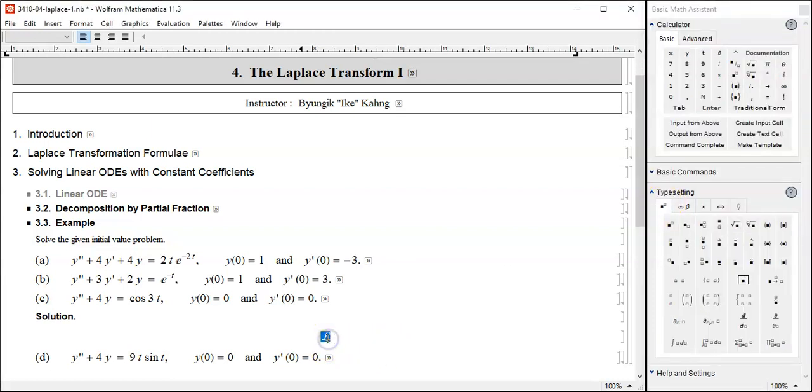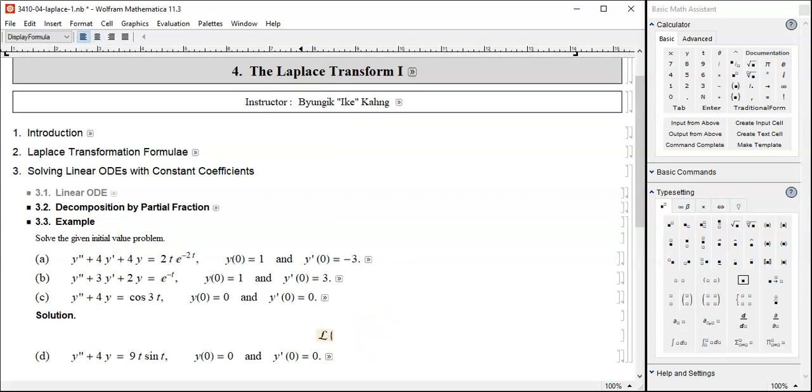So script L of y double prime plus 4 script L of y equals the Laplace transform of cosine of 3t. This is the second derivative, that's the original, and that's the right-hand side.